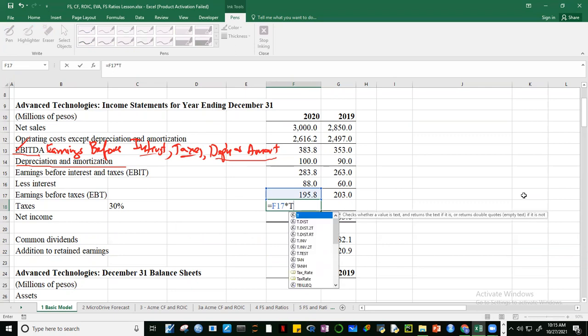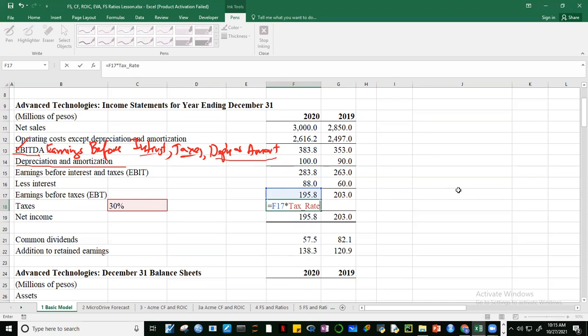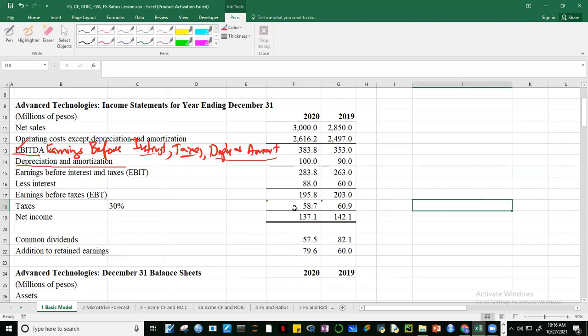If I type letter T, notice that it gives us the different functions in Excel together with the name. So this is the name we use, right? Tax. In fact, guys, when we press T, you could have just double clicked it, and then you have the tax rate. Control Enter. And then you can copy this here. This will also give us tax rate. So when we use that name, it's already fixed, so you can copy it anywhere.